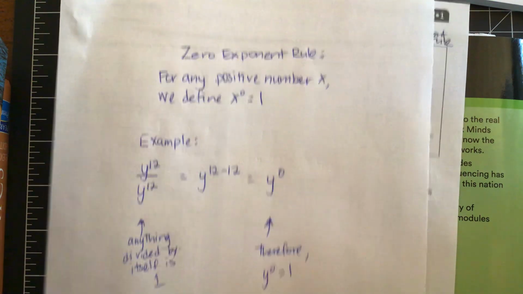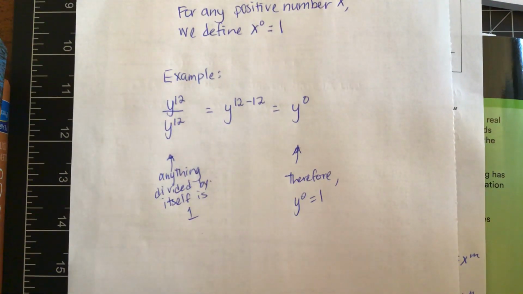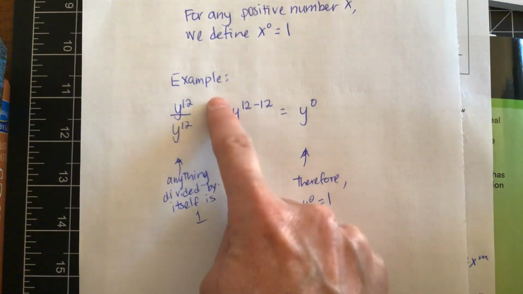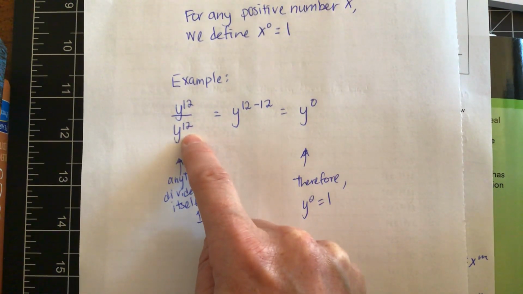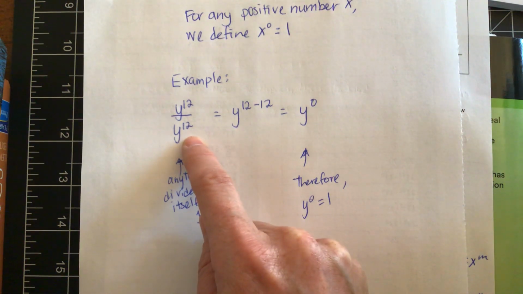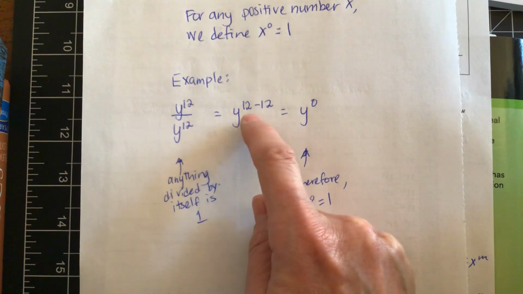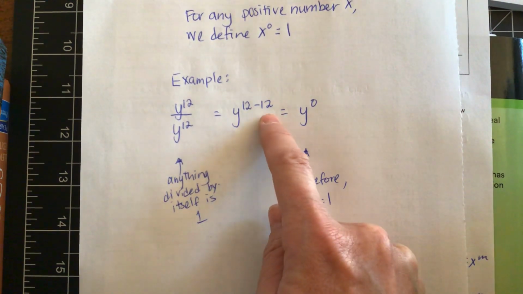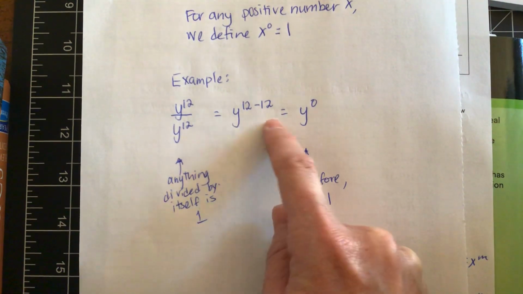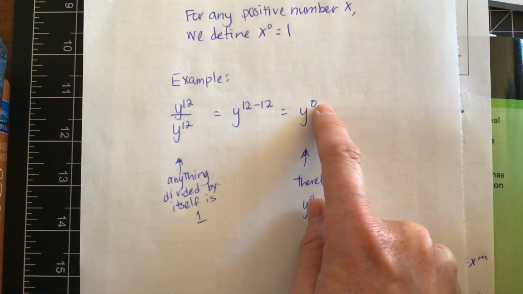And here's an example of why it works using the quotient rule. If you have y to the 12th divided by y to the 12th, we know that with the quotient rule, that is going to be equal to y to the 12 minus 12, right? Because the bases are the same, you just subtract. And then that is equal to y to the 0 power.